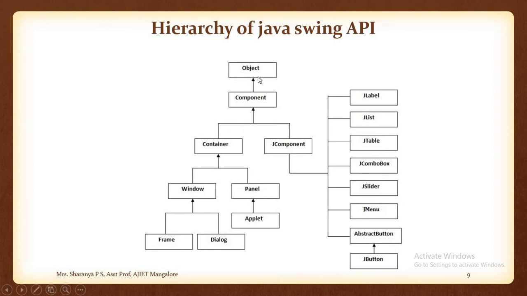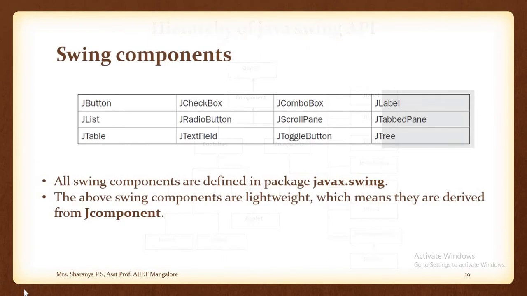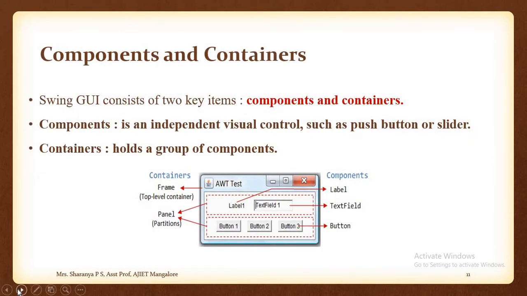Next, if we look into the hierarchy of the Java Swing API, we have already looked at it in the last session. Here it will be Container and JComponent. Now we will look into the different JComponents that we can see under Swing. What are the different Swing components? First we have JButton, JCheckBox, combo boxes, label, list. These are all called Swing components. These are all defined under javax.swing. These come under JComponent.